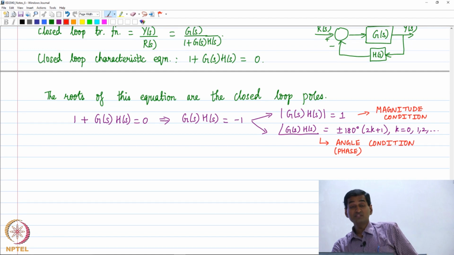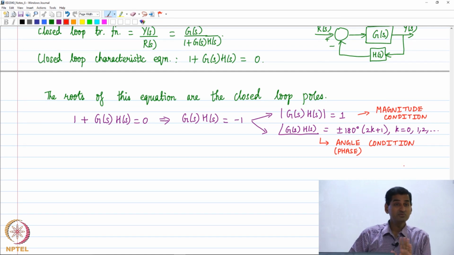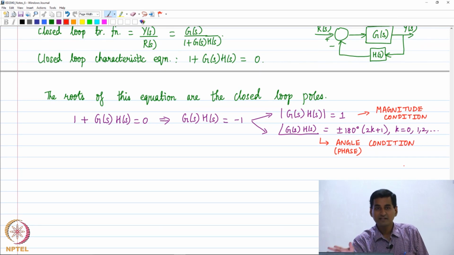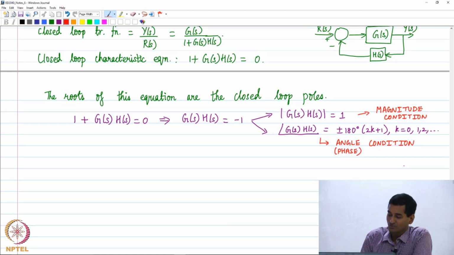So you see that from the closed loop characteristic equation we have got two conditions, and any value of s which satisfies these two conditions is a closed loop pole. I am sure we are still in agreement through this process. So any value of s for which the magnitude of g of s h of s equals 1 and the phase of g of s h of s is an odd multiple of 180 degrees is a closed loop pole. Now the question is, how are we going to use it to our advantage? That's what we are going to learn when we do root locus.